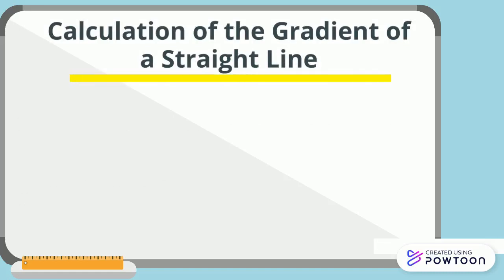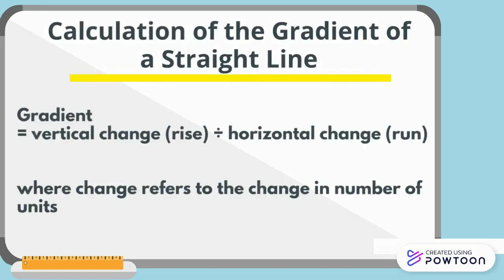So how do we calculate the gradient of a straight line? We simply take the vertical change or the rise and divide it by the horizontal change or the run, where this change refers to the change in the number of units between any 2 points on the line.